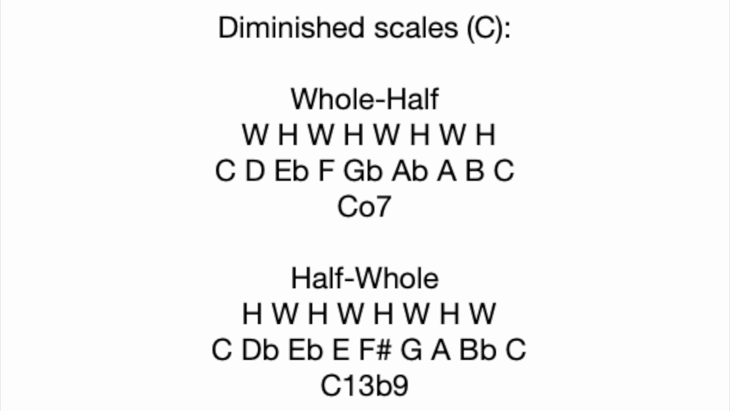The second formation of the diminished scale begins with a half step followed by a whole step. This is referred to as the half-whole diminished scale. It is as follows: C, D flat, E flat, E, F sharp, G, A, B flat, C. The corresponding chord is C13 flat 9.